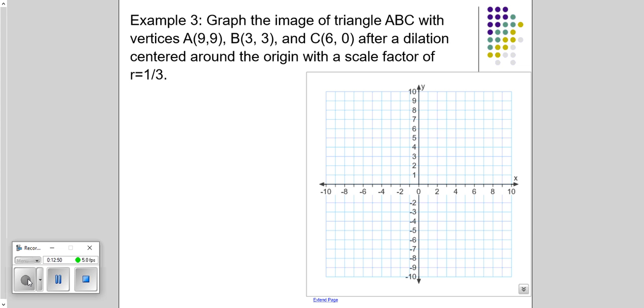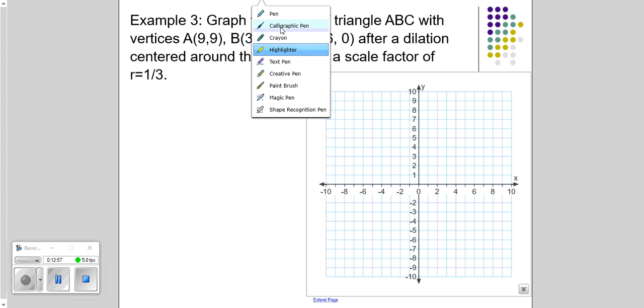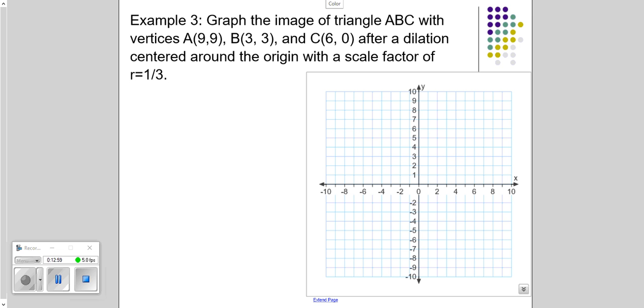All right, so like the last ones, our first step is going to be to graph the original image. So we are going to plot on the coordinate plane, and like last time, the grid will already be on your assignment, but for in the notes, just go ahead and sketch one. A is at (9, 9). So we're going to go 9, 9. Label that as A. B is at (3, 3). So we will place that there. And finally, C is at (6, 0).